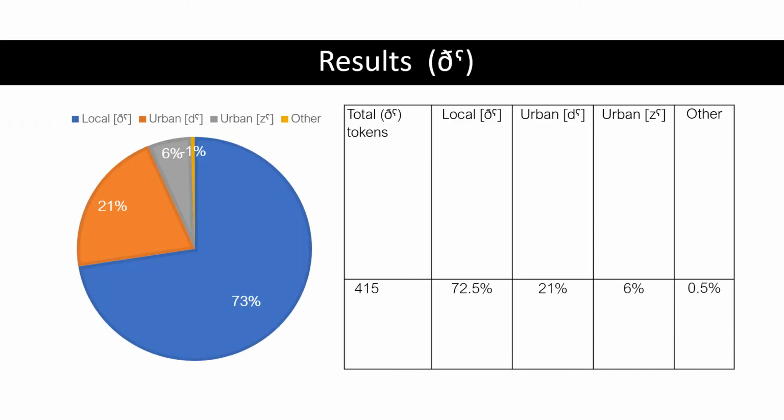So moving on to the results, we'll start with the results of the overall distribution, basically, of the variance. So the variable is realized as the local variant in the local variety and primarily as the urban variant in the urban variety, but the other also occurs. And as you can see, the local variant is the majority variant, the most frequent at 73%. Other here refers to non-target productions because some of the participants were 3 years of age and produced non-target productions of the variable, basically.